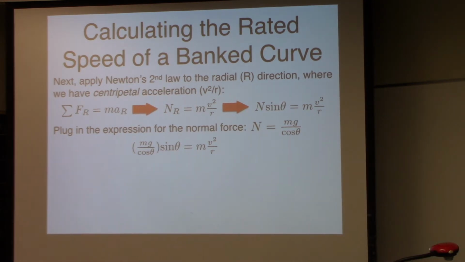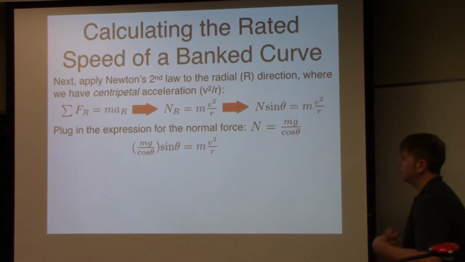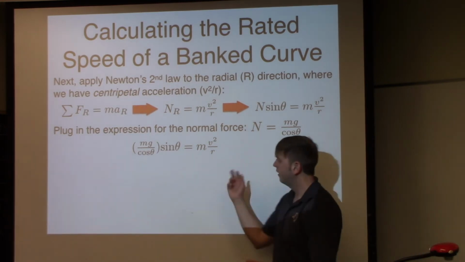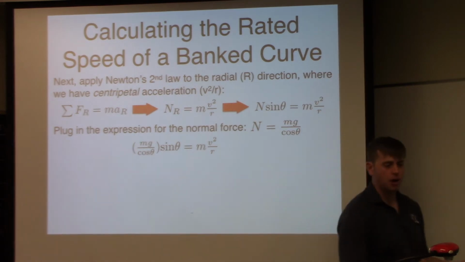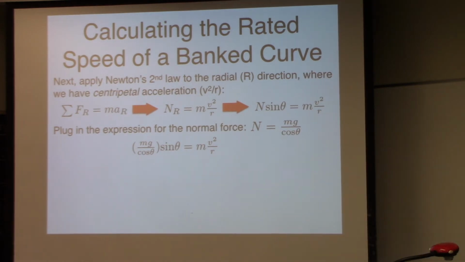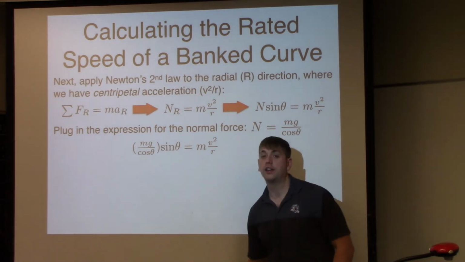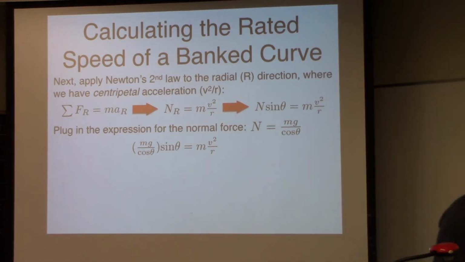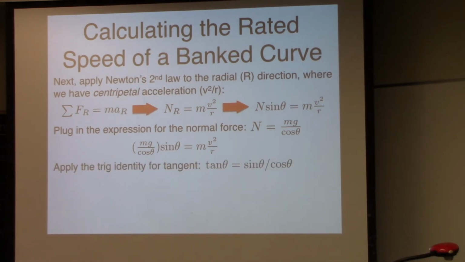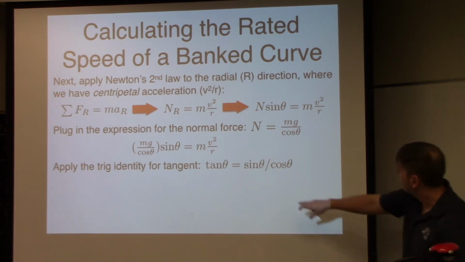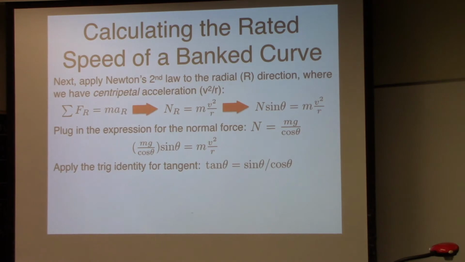You should be looking at this expression and seeing a few things we can do to make it simpler. The first is to cancel out the mass. The mass drops out, so our formula is not going to depend on the mass at all. The other thing we can do is realize that sine theta divided by cosine theta is the same thing as the tangent of theta. So we apply the trig identity for the tangent of theta, which is equal to sine theta over cosine theta.